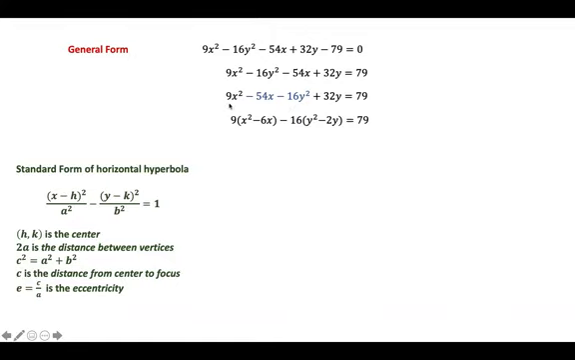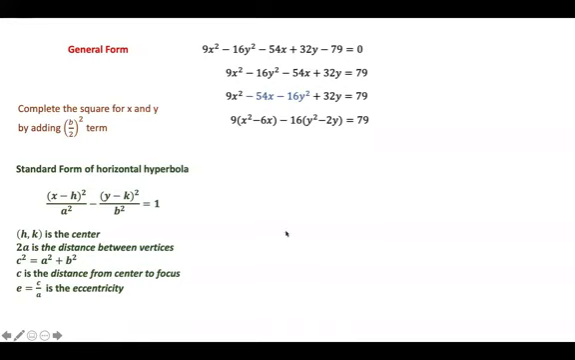So for the x squared term, we'll factor out a 9, so that we have 9 times x squared minus 6x. And for the y squared term, we'll factor out a negative 16, so that it's a minus 16. And then we're left with y squared minus 2y. So make sure that you can see that we're factoring out a negative 16 here. And so that's why the sign will change.